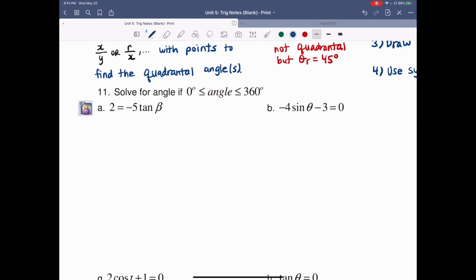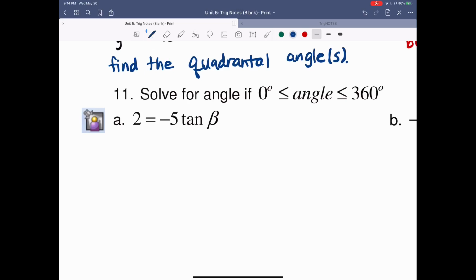So let's figure out some of these questions. 11, solve for angle if the angle is between 0 degrees to 360 degrees. So this is the letter beta, and I'm solving for beta, and basically I have to do BEDMAS backwards still, because I'm really solving for a variable, right? So first step is I want to do BEDMAS backwards. There's no addition or subtraction to get rid of, but right now tan is being multiplied by -5, so I need to divide by -5 on both sides.